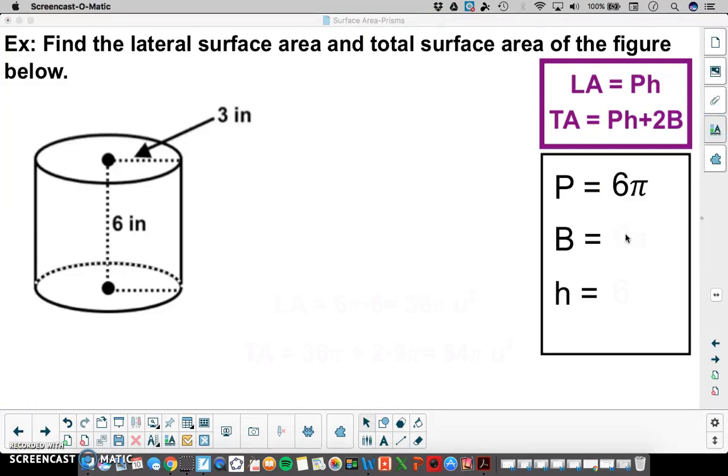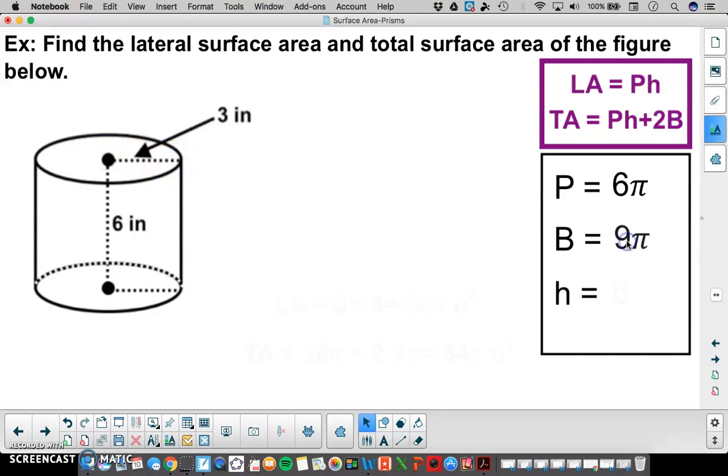The area of the base is going to be the area of that circle. We find the area of a circle by pi r squared. So the radius is 3, squared is 9, so 9 pi is the area of that base. The height of the prism is the length between the two bases, and that is going to be 6.